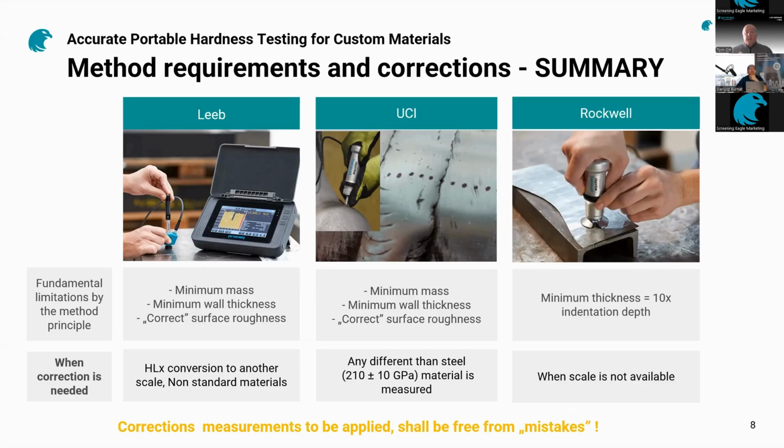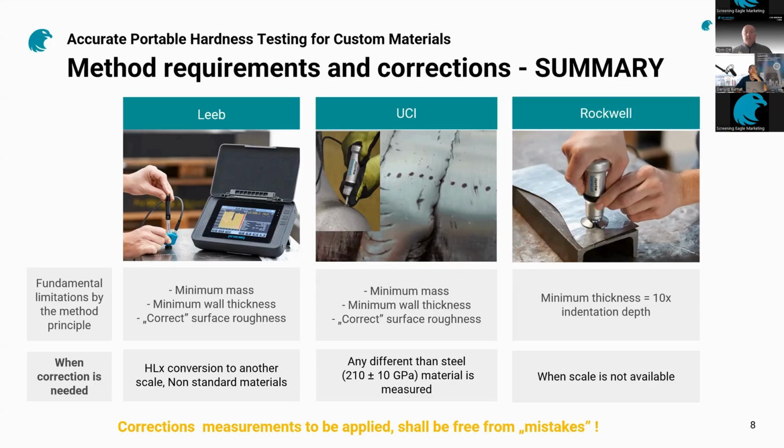UCI, again, minimum mass, minimum wall thickness. You can test thinner things with UCI. That's one of its great advantages. But you still have to be aware of those minimums. You have to have the correct surface roughness. And UCI is a lot more sensitive to the alloy change. So anytime you get away from that 210 gigapascal modulus of elasticity, you need to concern yourself and start considering using a custom correction. And then again, Equotip portable Rockwell.